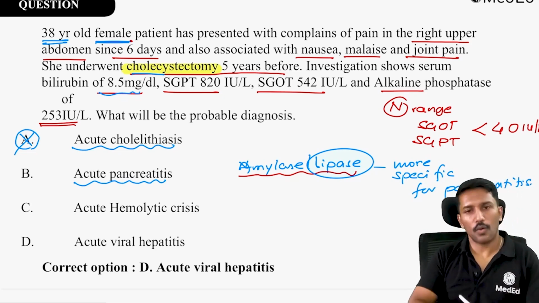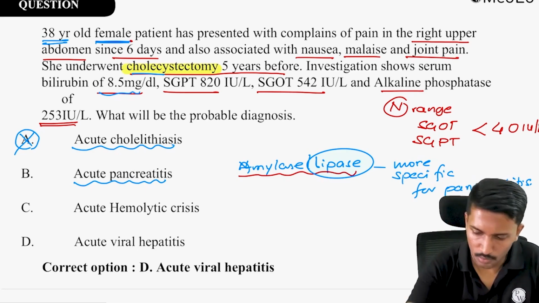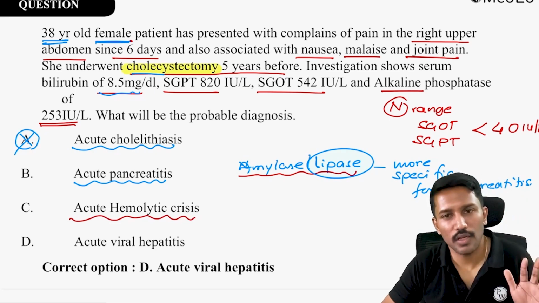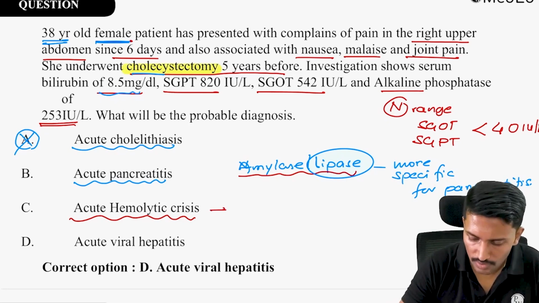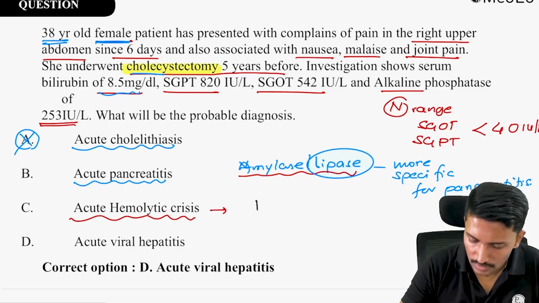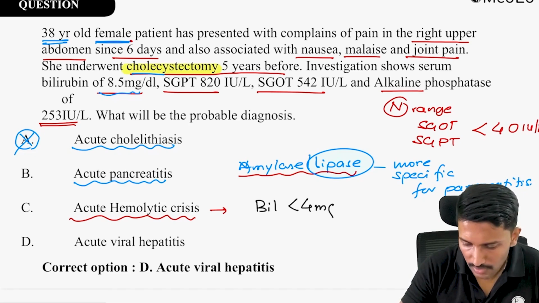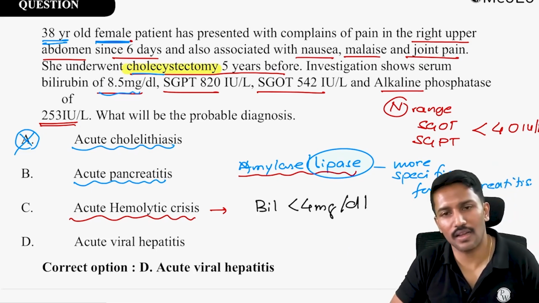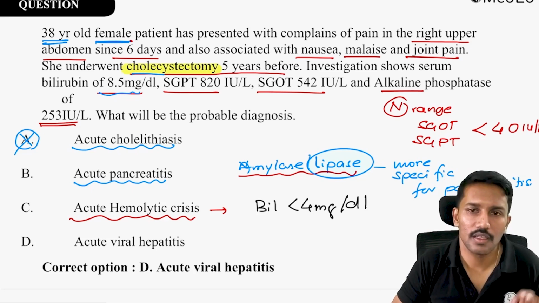Okay. Now what am I left with? Acute hemolytic crisis and acute viral hepatitis. Okay. Now again, to say that this is hemolytic crisis. In hemolytic crisis, yes, jaundice is known to happen, but there are few points. Generally, in cases of hemolysis, the bilirubin levels are usually less than 4 milligrams per deciliter. It won't go so high. Like 8, 9, 10 is unlikely in patients with the hemolysis.